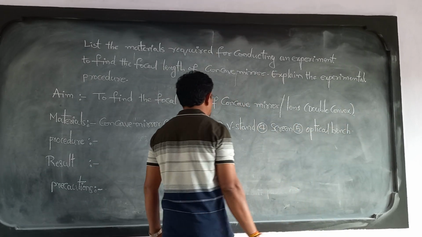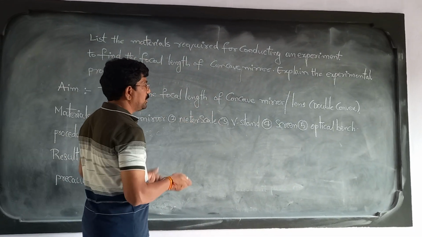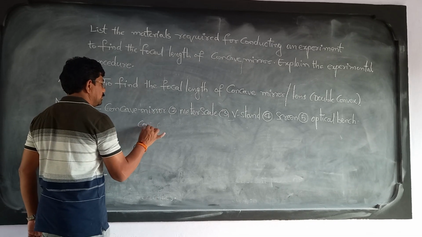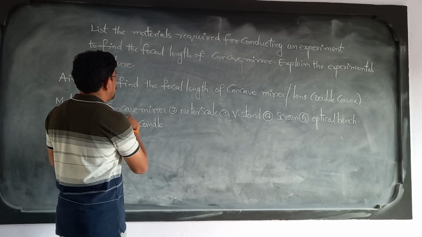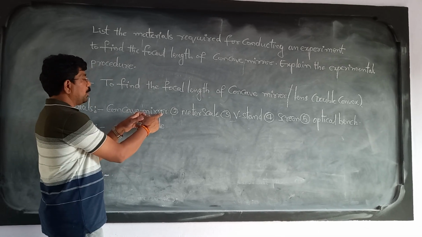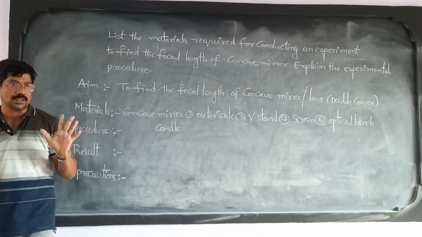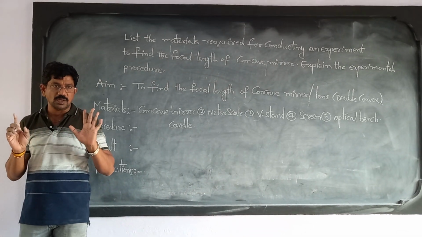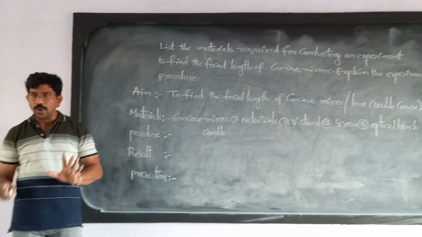Okay, next one. Remember, we are doing the distance object method. If you use the candle, you have to write candle also. In the case of refraction, you have to write double convex lens here. These are the materials common in both the cases, reflection and refraction, to find the focal length of the lens or mirror.